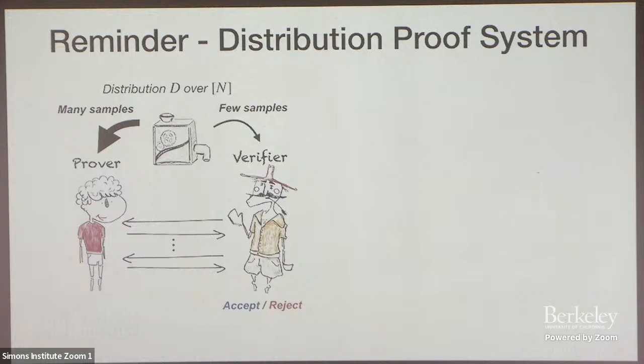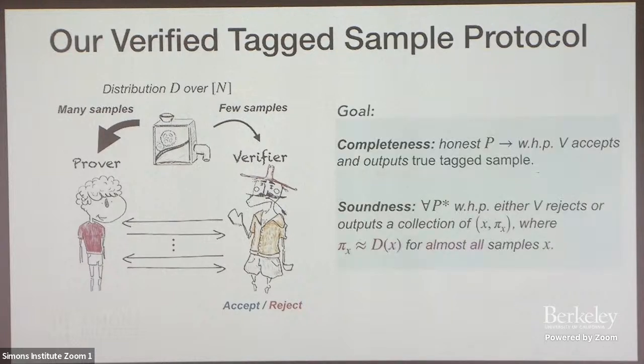So first of all, let's recall the model that Guy just presented, for those of you for whom it was still too early in the morning to take into account what he said. So again, in our model, we have a verifier and the prover. There's a distribution D over domain N. We want the verifier to draw a few samples. And at the end of the interaction, we want the verifier to either reject or accept, where in this case, what we hope to achieve is that if the prover is honest, we want the verifier to accept and to output a tagged sample of some size, doesn't matter right now.